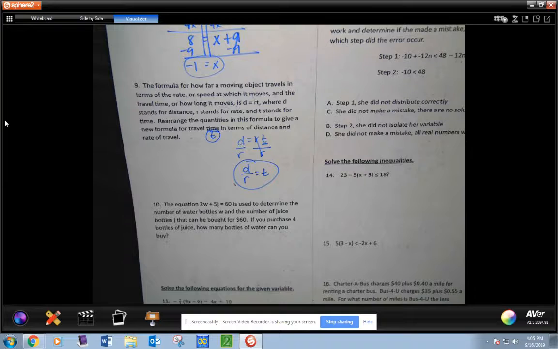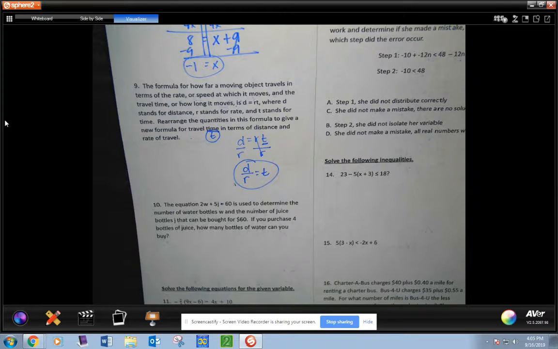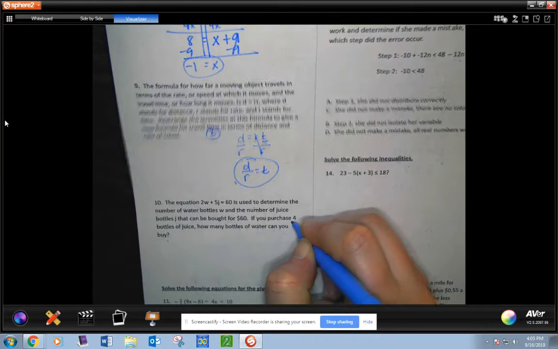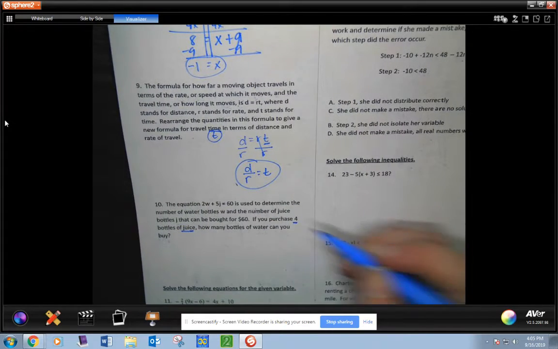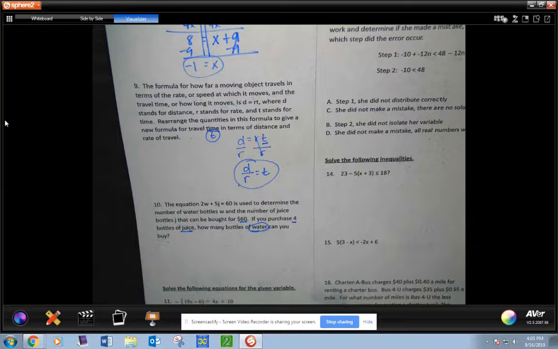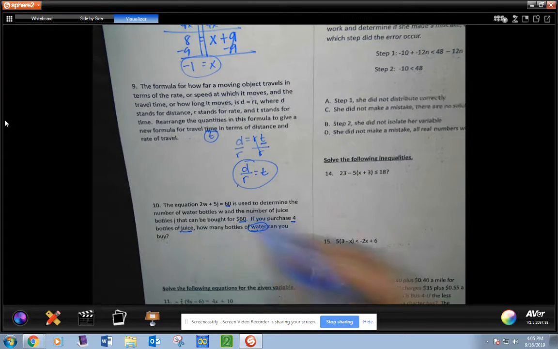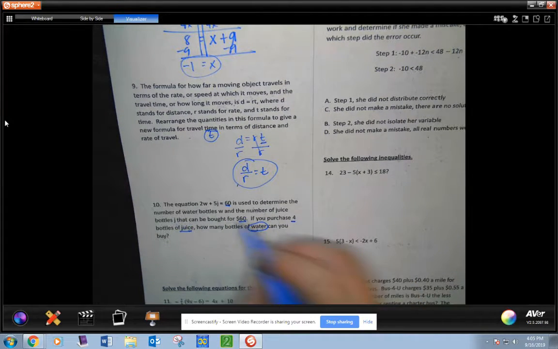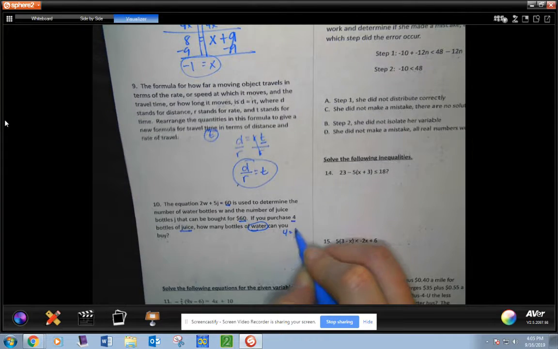For number 10, the equation 2w plus 5j equals 60 is used to determine the number of water bottles w and the number of juice bottles j that can be bought for $60. If you purchase 4 juice bottles, how many bottles of water can you buy? So we have $60, which is what that says. And we have 4 juice bottles. So we're going to plug in 4 for j.